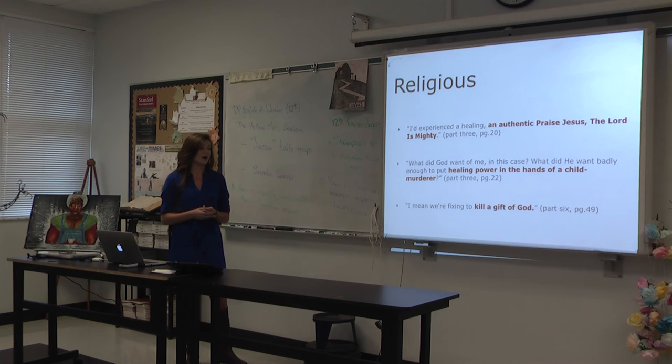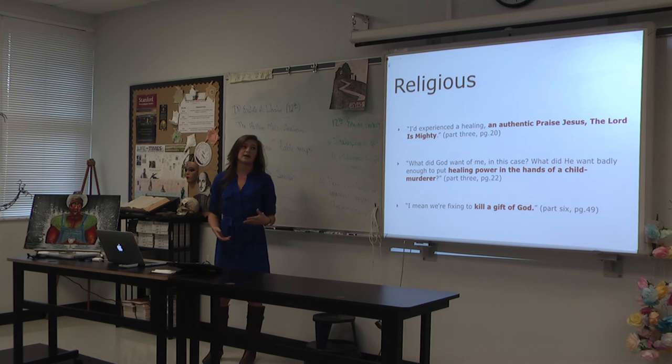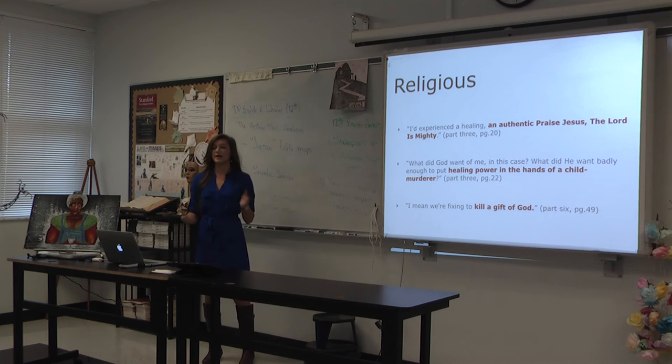Also, towards the end of the novel, when the guards discuss John's execution, they say, "I mean, we're fixing to kill a gift of God." So the guards, especially Paul, are associating that John is this character brought down from God. He's a gift from God. So we have this religious aspect of John Coffey.